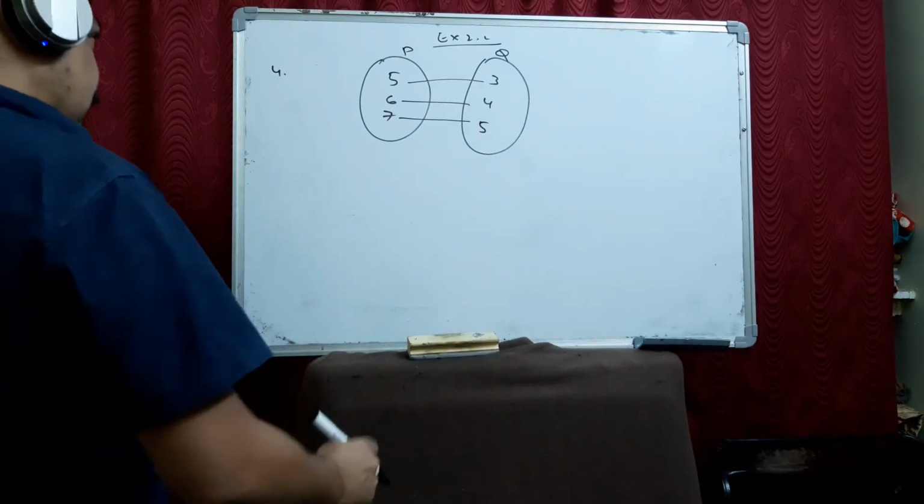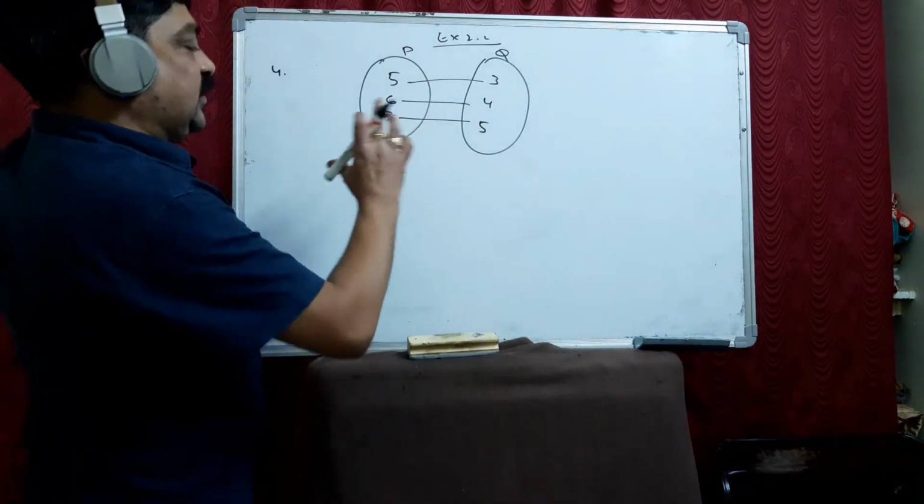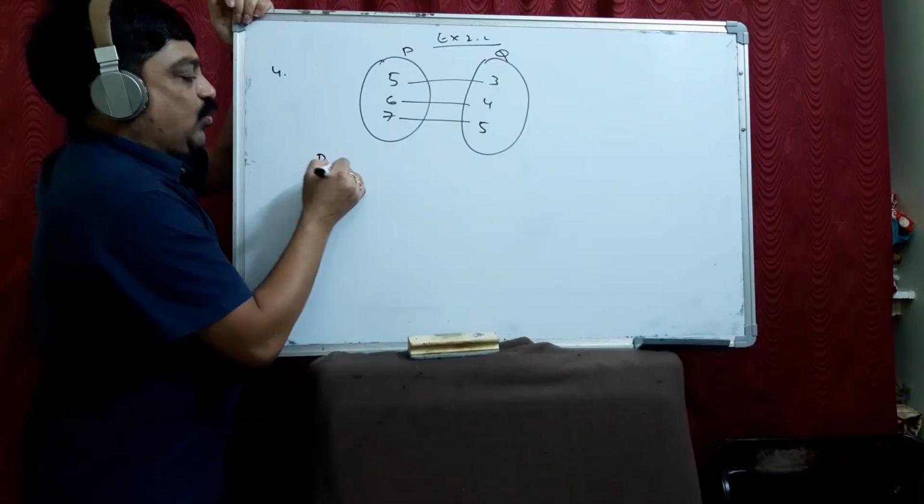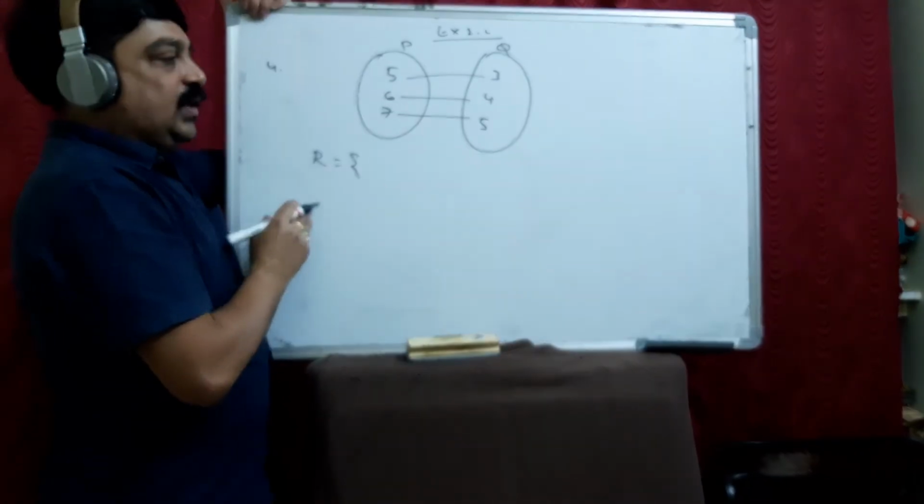See, in this question, we are given two sets like this with a relation, and you are asked to write both in set-builder form and roster form. Set-builder form.